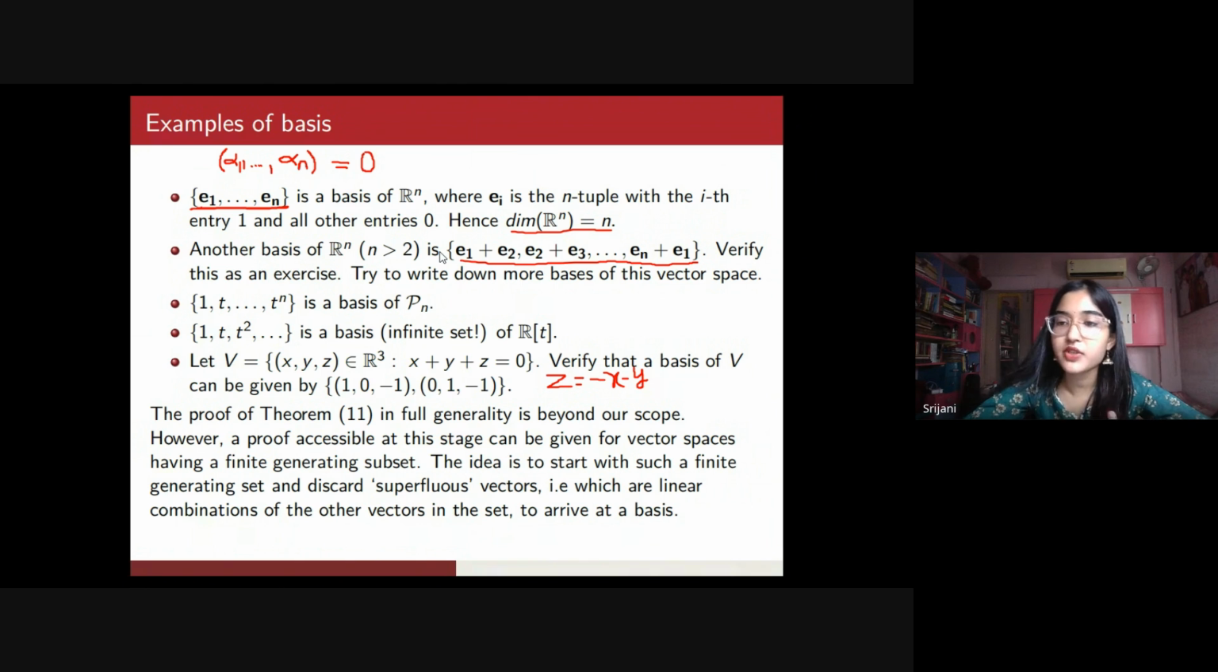A vector space which has dimension n, say, cannot have more than n independent vectors. Otherwise, a basis is maximal independent, right? So you cannot have n plus 1 independent vectors.